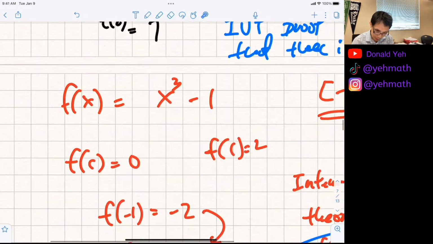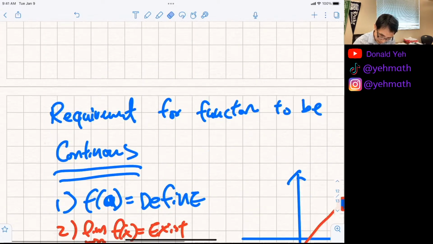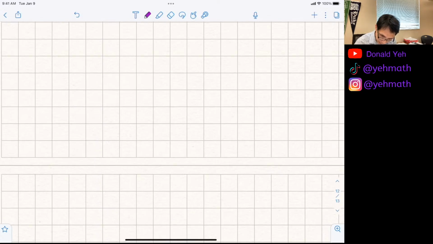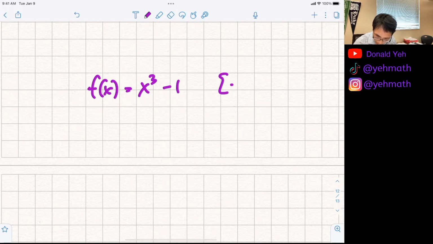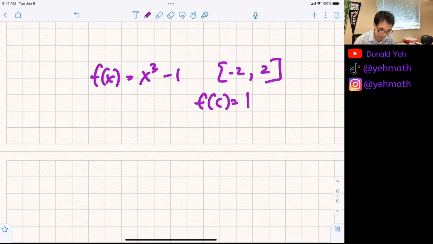This is how they show up in the question. They're going to say, hey, f of x is equal to x cubed minus 1 between -2 and 2. And they say, tell me there's a c where f of c is equal to 2. How do I prove this? So prove that there's a c value where f of c is equal to 2.